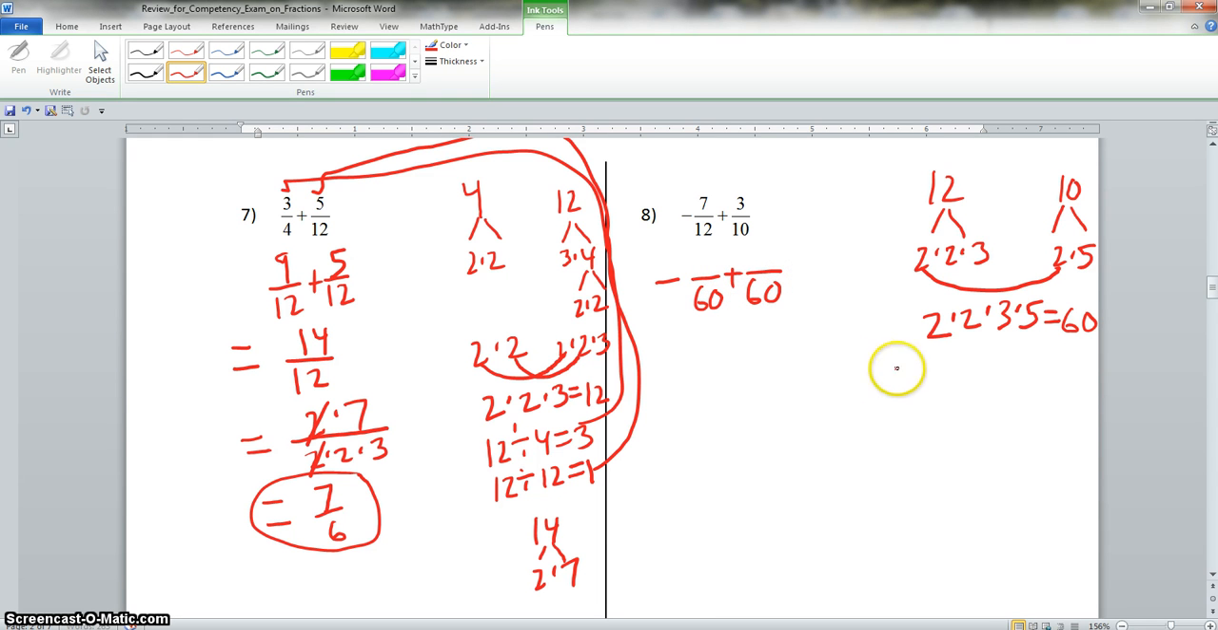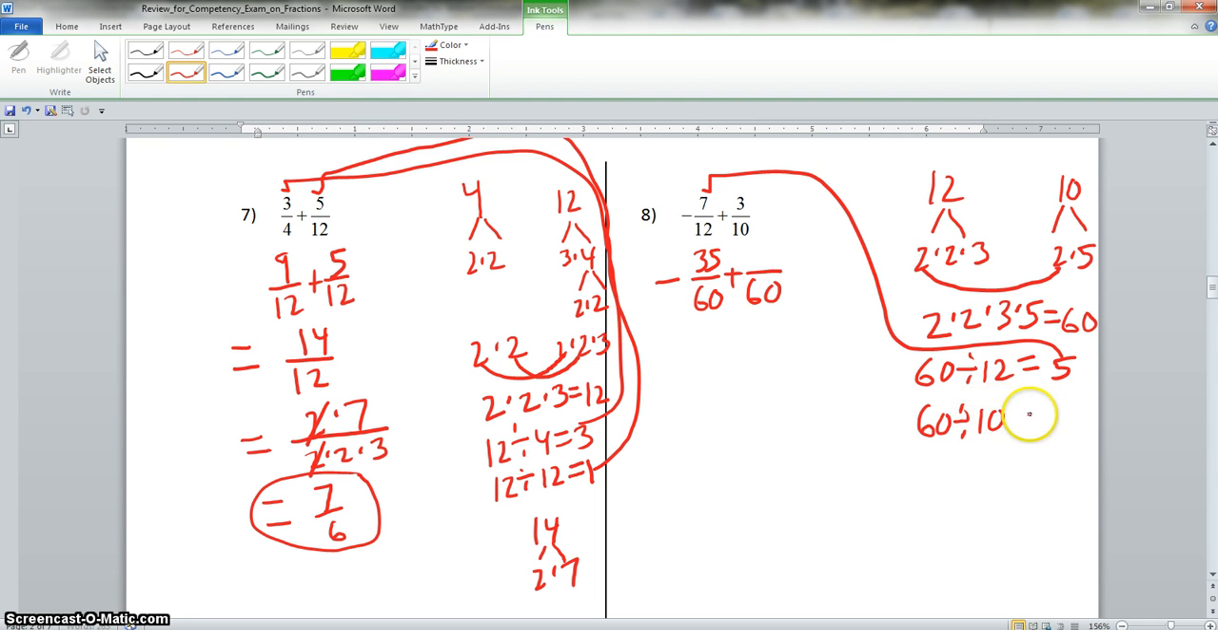Now, again, we take this new denominator divided by the old denominator. 60 divided by 12 is 5. So now we would take this 5 and multiply it by this 7. 5 times 7 is 35. So now we take the new denominator divided by the other old denominator. 60 divided by 10 is 6. So we would take this 6 and multiply by this 3. 6 times 3 is 18.